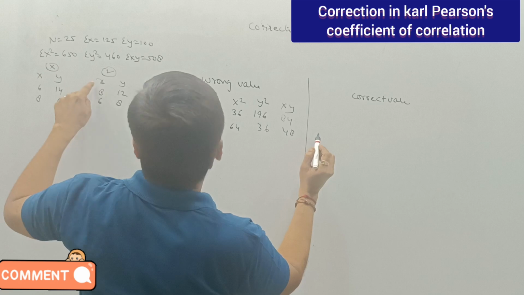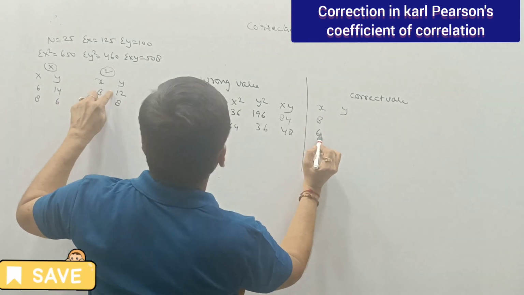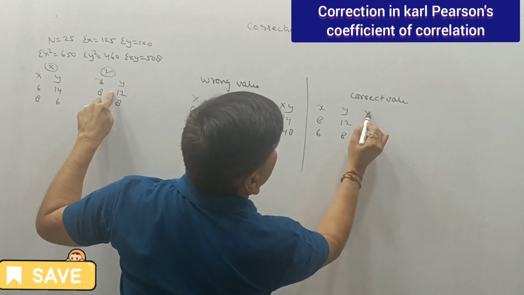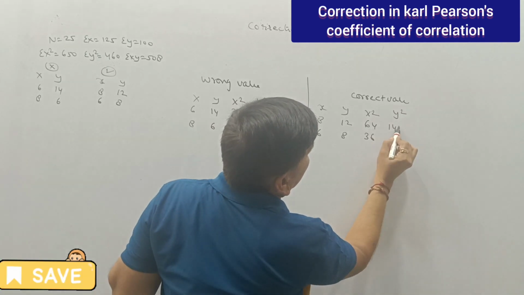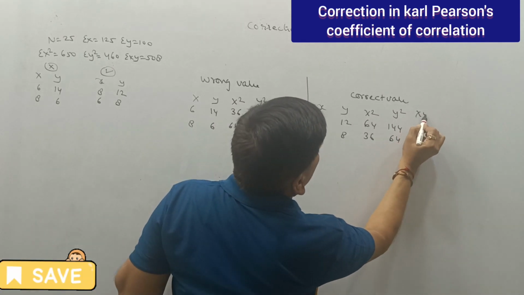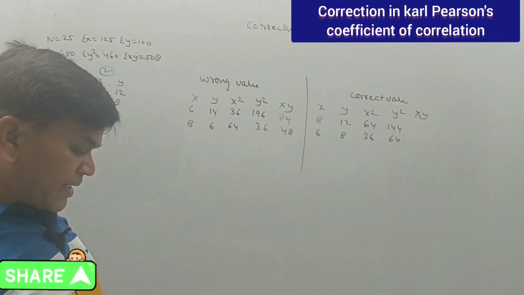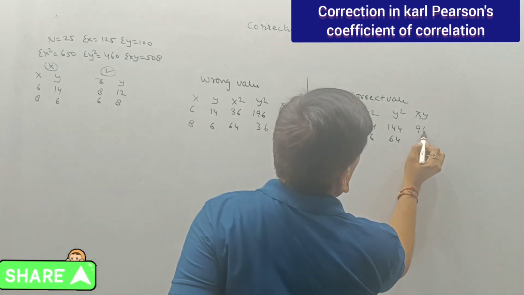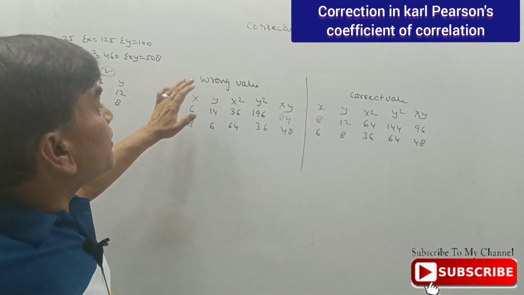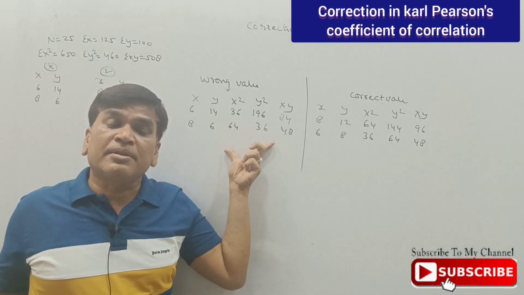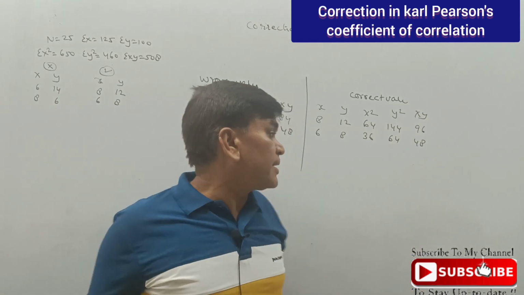The correct values of x and y were 8, 6 and 12, 8. So x squared should be 64 and 36, y squared should be 144 and 64, and xy should be 12 multiply 8, that is 96, and 48. So for correcting this, we will subtract the wrong value and add the correct value in each of the sums, and then we will get the correct result.